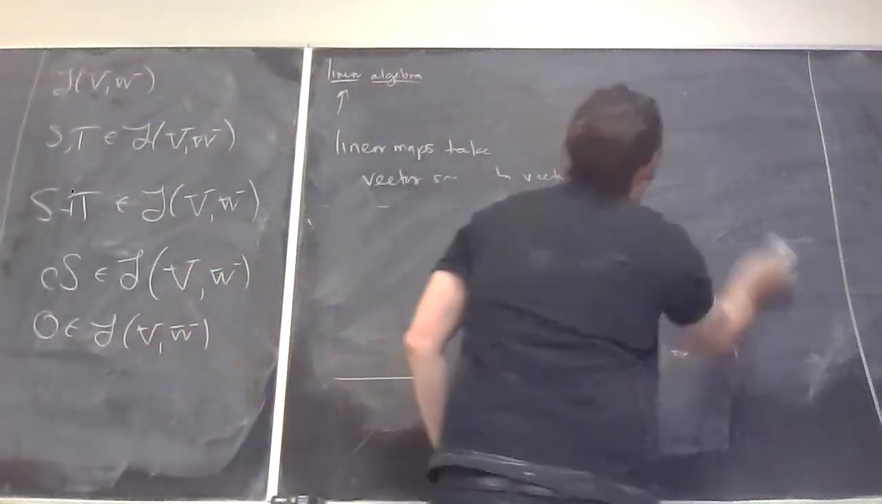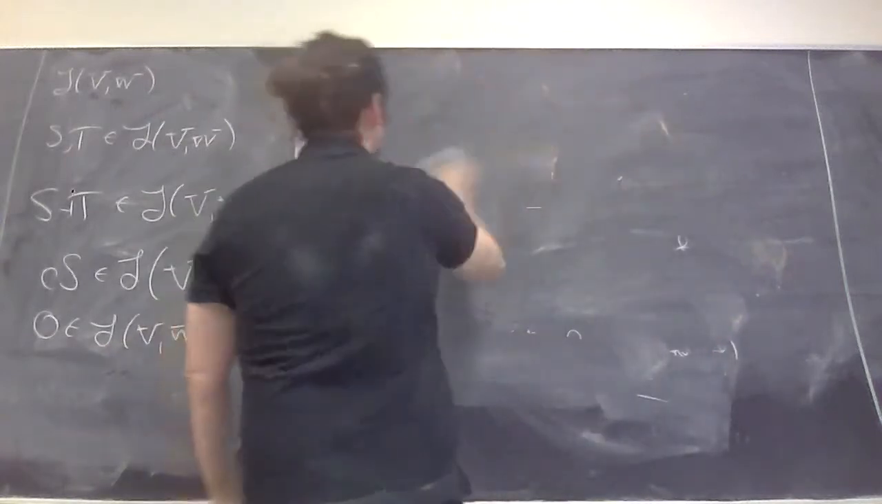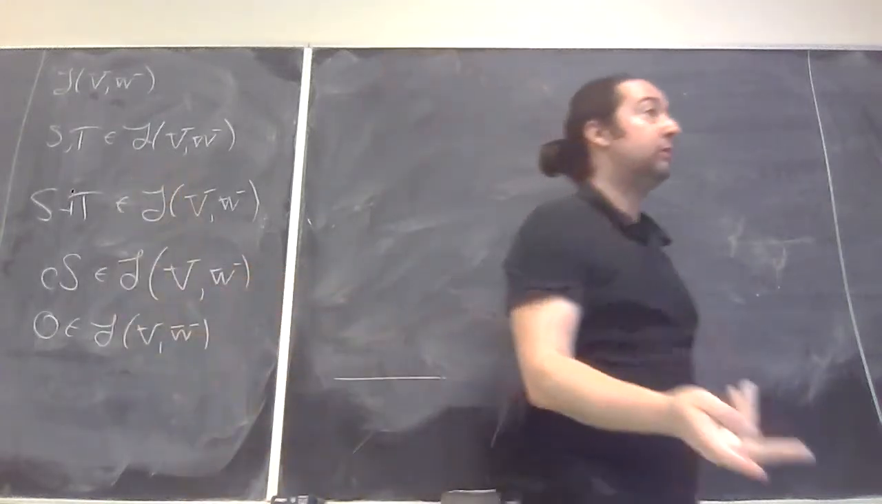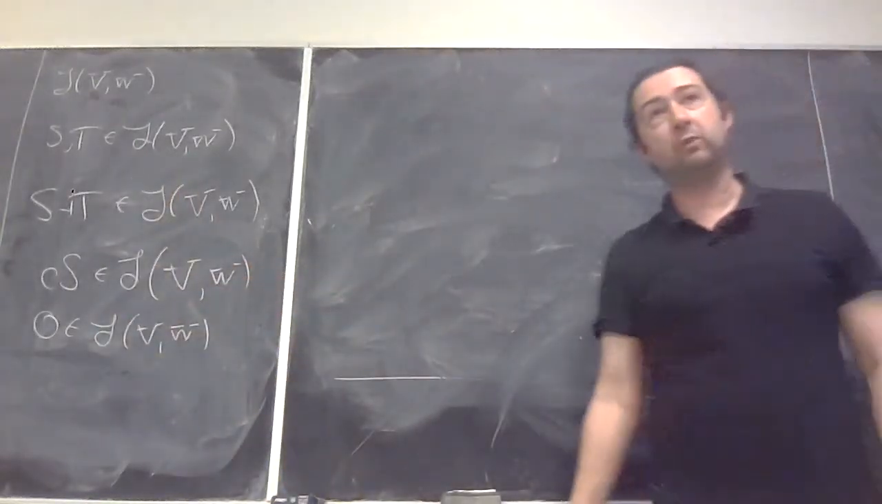Okay, now the thing about this particular vector space that's weird is that often we can actually get a notion of multiplication for vectors in here. And that's unusual for a vector space, right? In most vector spaces, you can't multiply things.